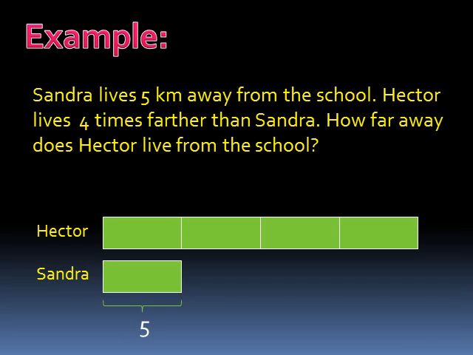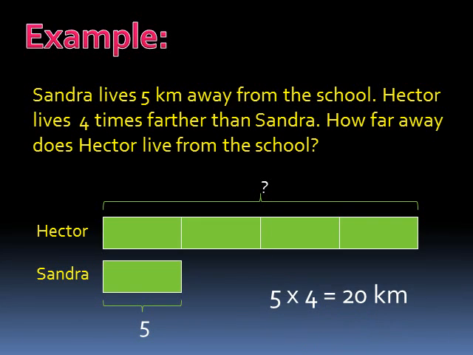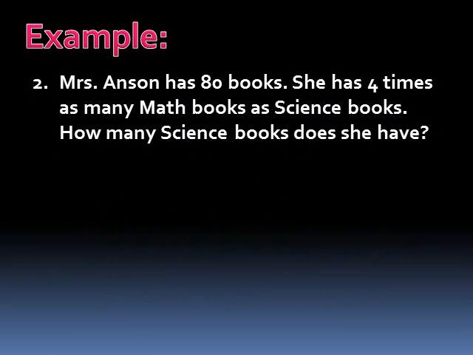As you can see, the question is how far does Hector live from school, and so as you can see, 4 boxes for Hector and 1 box is equal to 5, right? So therefore, if you want to find Hector's, that'll just be 5 times 4, or 20 kilometers away from school. Okay, so I'd like to make sure that you can at least draw this type of diagram. Okay, so let's try this one.